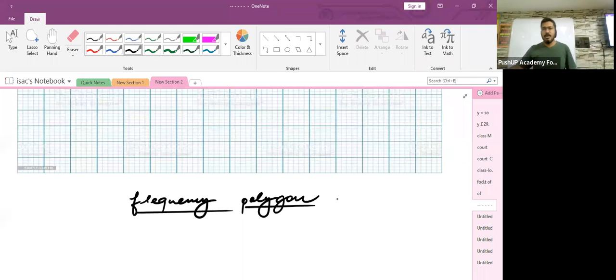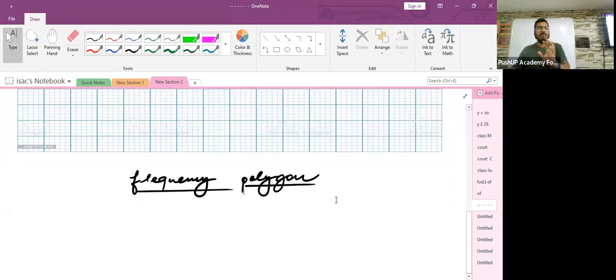Once you have a preview of a frequency polygon, you will keep that preview in your mind, and accordingly you will construct the frequency polygon. So that rough figure should be clear in your mind. Keeping that rough figure in your mind, you're going to do the actual frequency polygons on the graph paper. Let me tell you how a frequency polygon is going to look like.